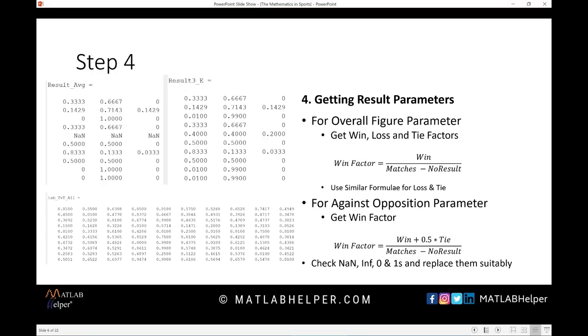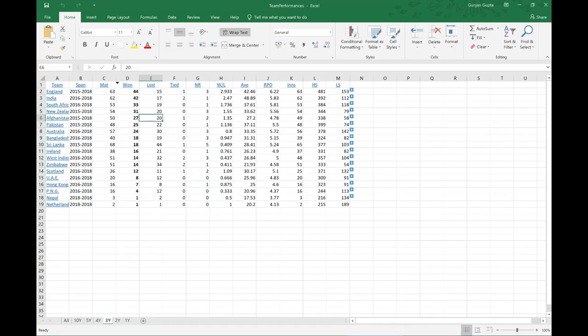What we are going to do is have a win factor. If we are talking about team performances, the overall figure parameter will have directly a win factor of win divided by matches minus no result. So if we talk about team England, if we want to find out what exactly the win percentage of this team is, if we want to identify the game scenario of England, what we will be doing is having won divided by matches played minus no results. This gives us a winning factor which a particular country has. In a similar fashion, we can do lost divided by match minus no result, and tie divided by match minus no result. So this model we are going to deploy only and only when we are taking the team's overall performance into consideration.